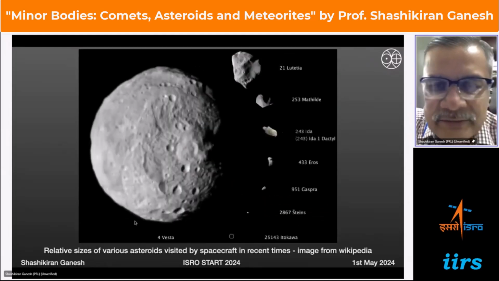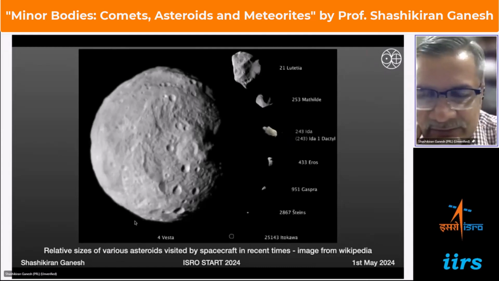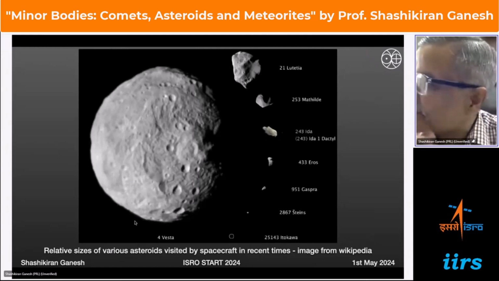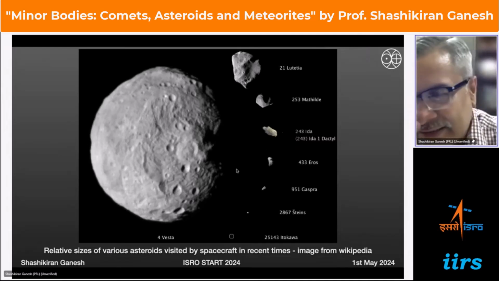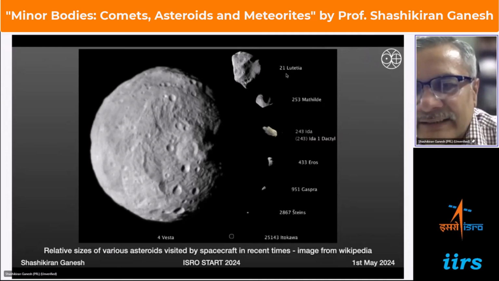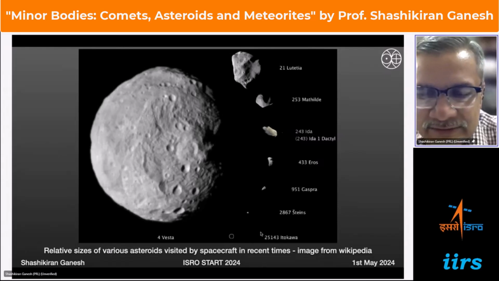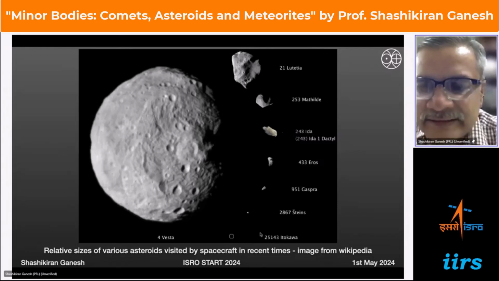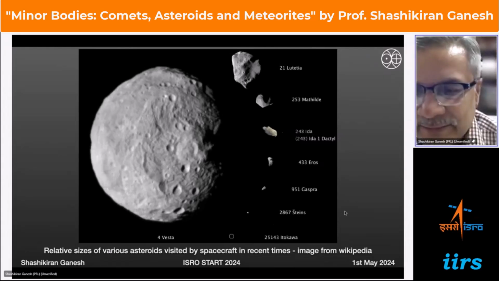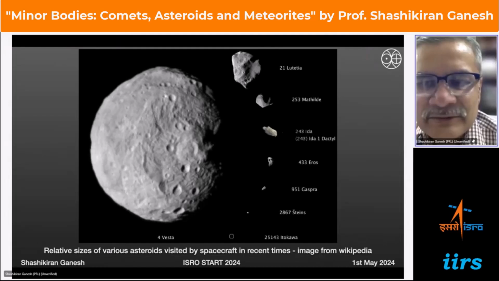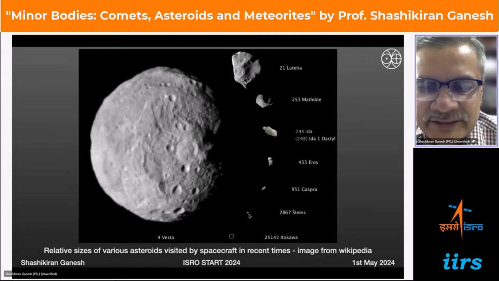But typically, if you look at some of the other asteroids which have been visited by spacecraft, you will see that there is a whole collection of sizes and shapes. Okay, and there are many, many more which have been recently visited. And fortunately, I don't have time to go into all of those in detail, but just to give you an idea of how very different kinds of shapes we have. Mostly, they are irregularly shaped.